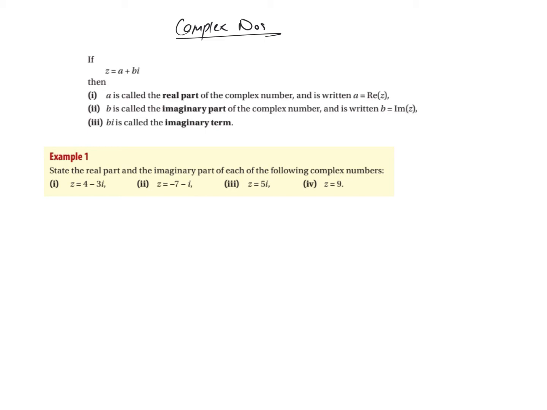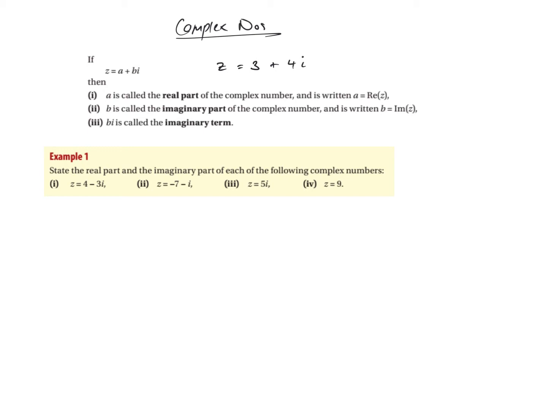So some examples of that, I'll give you a couple now: if I had z equal to 3 plus 4i, the 3 here is the real part of the complex number, the 4i is the imaginary part.